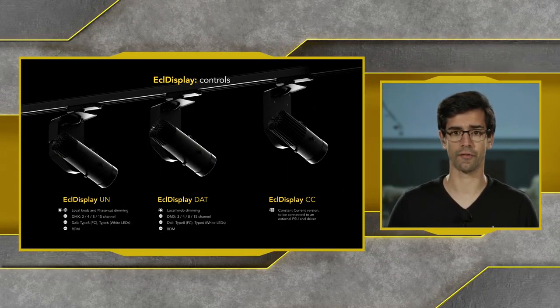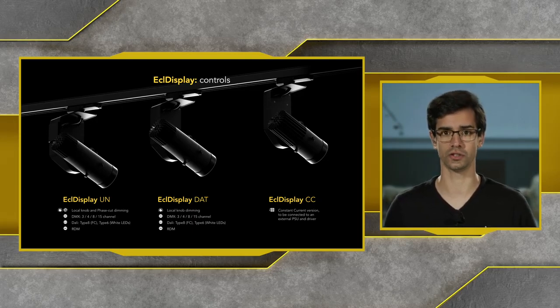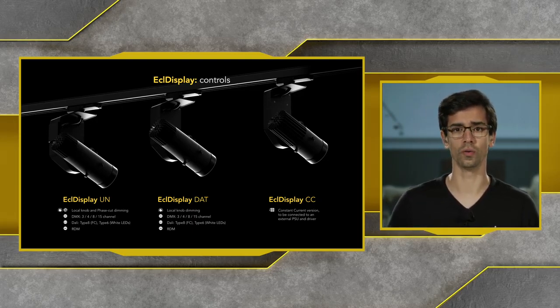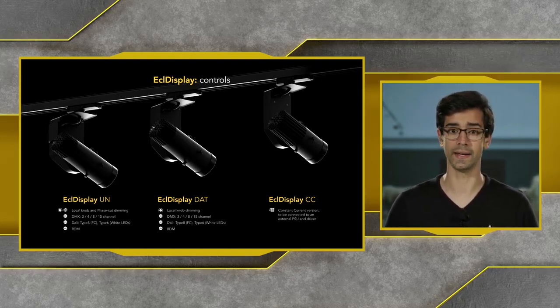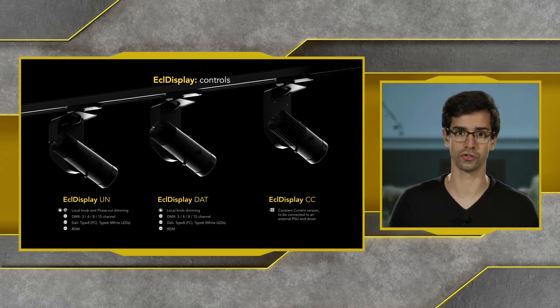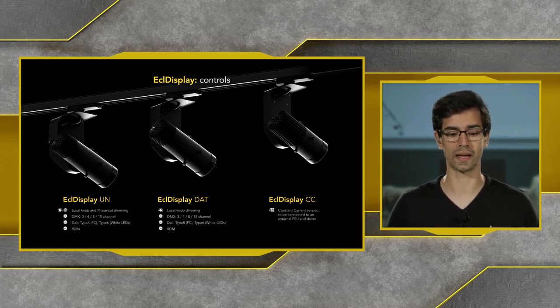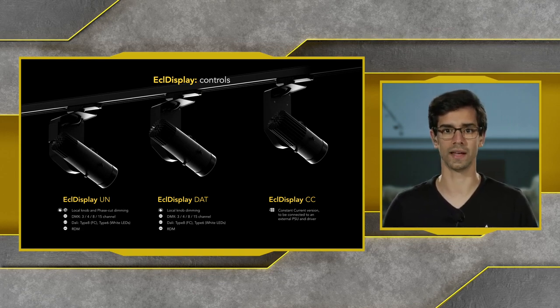In DMX, we have 4 different modes: 3-channel, 4-channel, 8-channel, or 15-channel modes. All of these modes really depend on the features that you're using. There's 16-bit dimming, for example, where you can control with very fine dimming to look like an incandescent unit. As you add more features, you add more DMX channels to control these units. We also have DALI available, Type 8 DALI on the full color versions, the FC versions, and Type 6 DALI on the white LED versions as well.